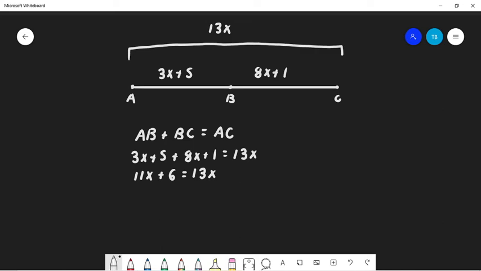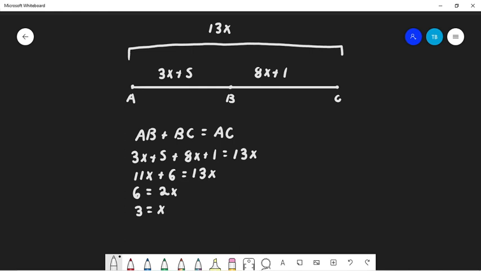Okay, then we can subtract 11x on both sides of the equation. So 6 is equal to, then 13x minus 11x is 2x. Then to isolate for x, we just divide both sides by 2. So 3 is equal to x, or x is equal to 3. Now in this one, let's see if we can find the length of AB, BC, and AC.